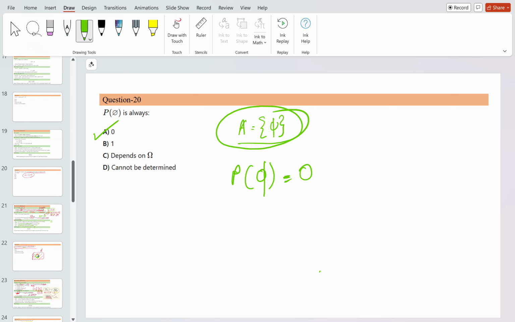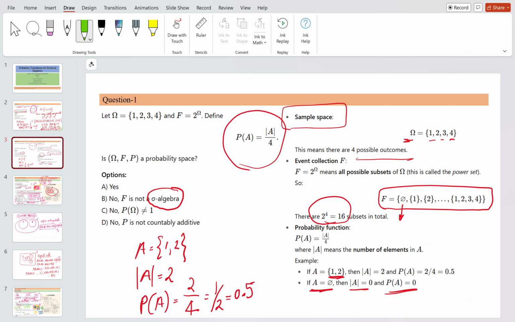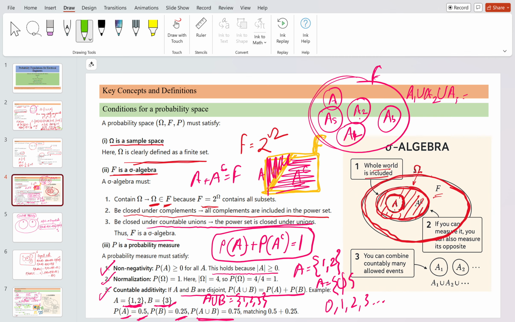So if you see what we have seen today, what is actually a probability space, we have seen that a probability space has three criteria. First is non-negativity of P(A), that is P(A) should be greater than or equal to 0 for all A. This holds because the measure of A is greater than or equal to 0. Second is the normalization, that is P of omega is equal to 1.